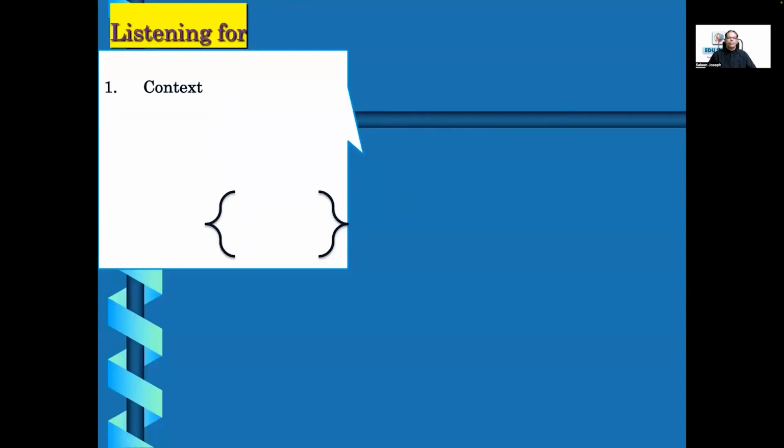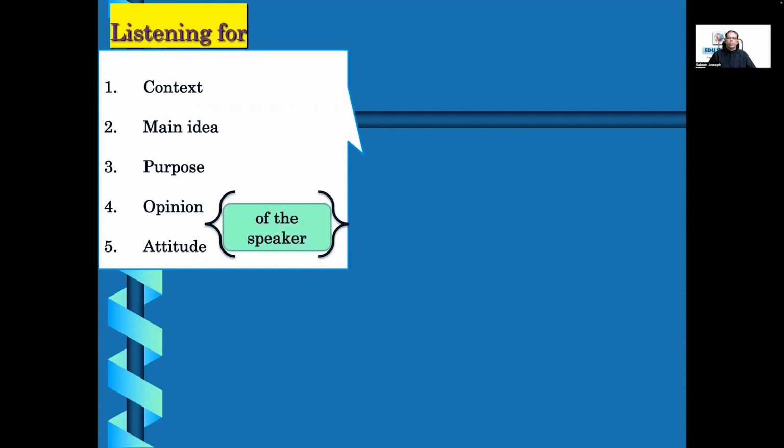And listening for, as you know, context, main idea, purpose, opinion, and attitude. So you'll be listening for the context. In which context are these people discussing something, or someone is explaining in a monologue? And the main idea: you should be able to understand the gist or the main idea and purpose of the conversation or the monologue or the dialogue. So you should be able to identify that. Opinion of the speaker and the attitude of the speaker. These are the basic things you need to understand.